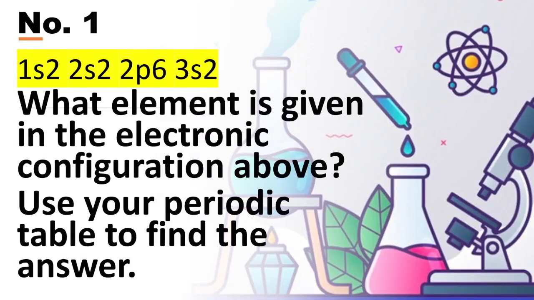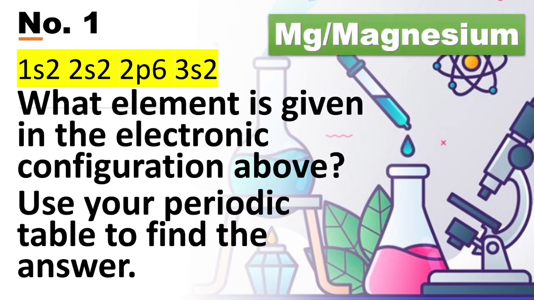Number 1. What element is given in the electronic configuration above? Use your periodic table to find the answer. The timer starts now. Alright, time is up. The correct answer is Mg or magnesium.